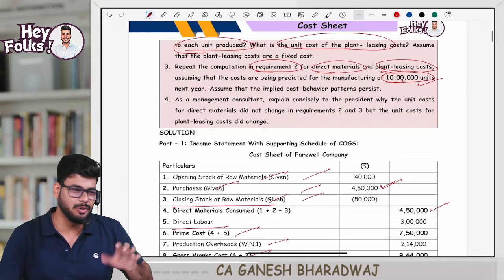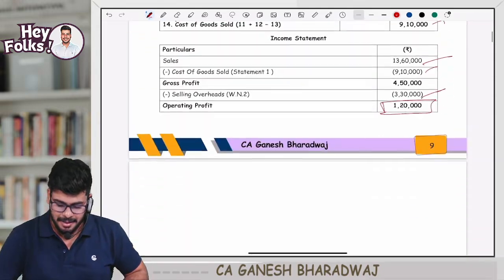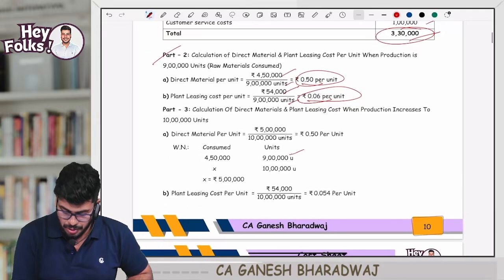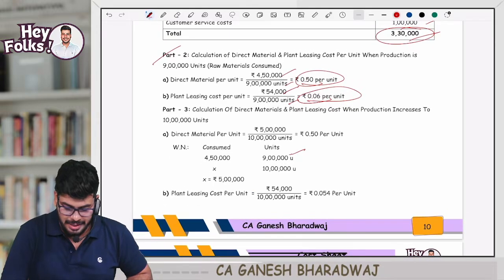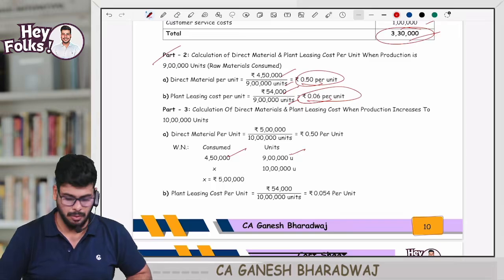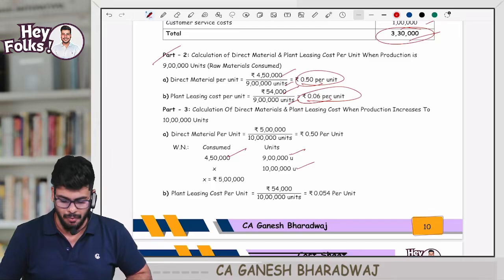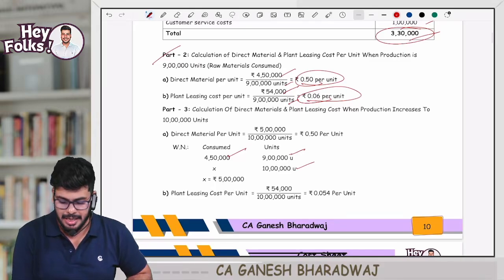It has nothing to do with the cost sheet. The cost sheet is over in this sum. Simple. What do you do? Now, when my units is 9 lakh, what was the direct material consumed? 4,50,000. If I increase the units to 10 lakhs, this is a variable cost. It will proportionately increase, correct? How will you arrive at it? 4,50,000 divided by 9 lakh into 10 lakh units, correct?